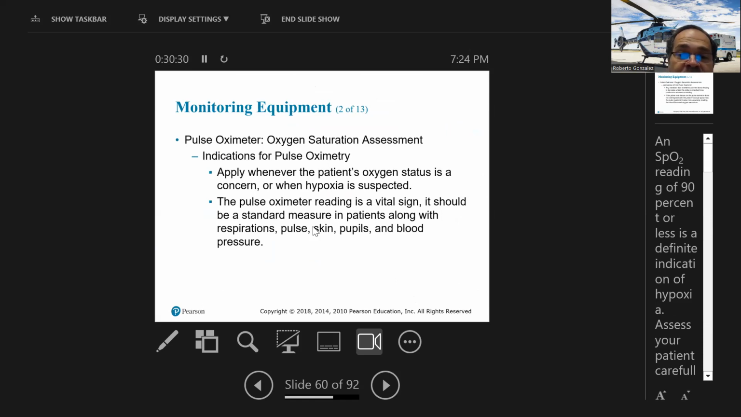Indications for pulse oximetry. Apply whenever the patient's oxygen status is a concern, or when hypoxia is suspected. The pulse oximeter reading is a vital sign. It should be a standard measure in patients, along with respirations, pulse, skin, pupils, and blood pressure.